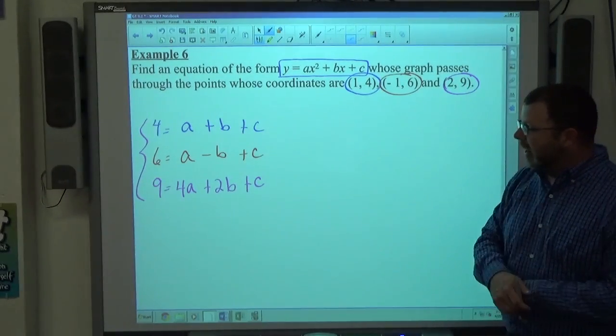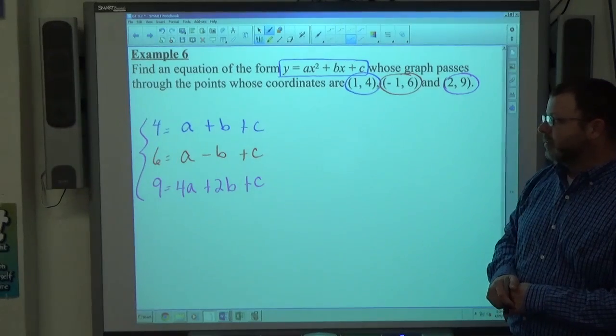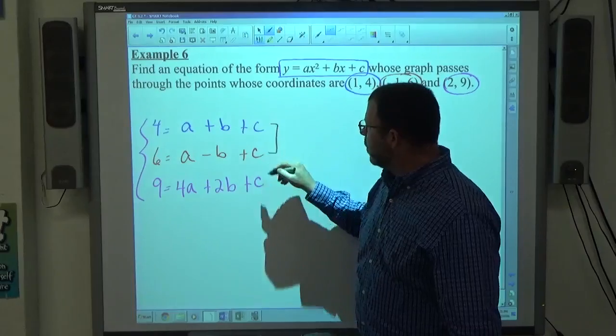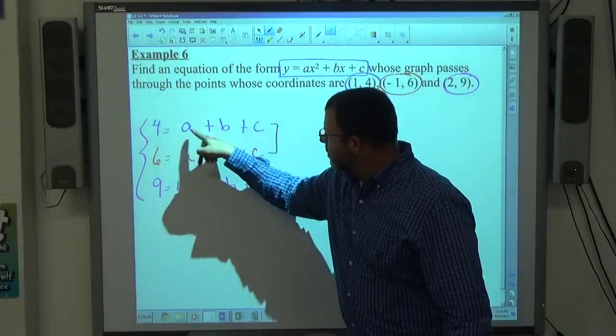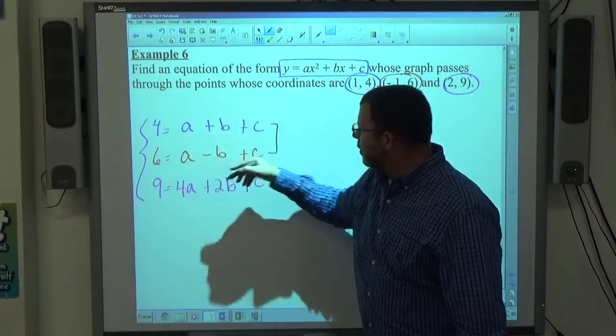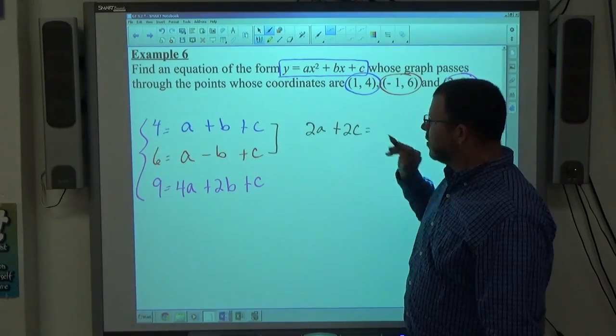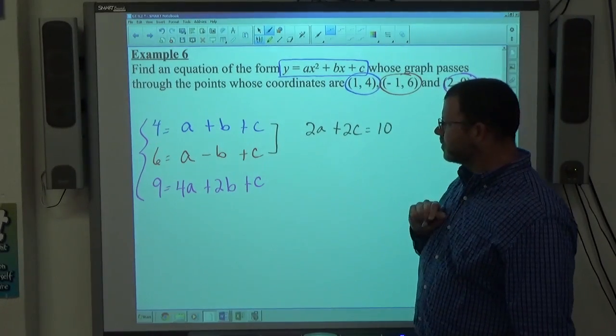So looking at it, I can get rid of a, b, or c. What do you want to get rid of? B. Perfect. I want to get rid of b. So if I want to get rid of b, I'm going to add these 2 equations together, ready to go. I like the letters on the left. So a plus a is 2a. C plus c is 2c. 6 plus 4 is 10.